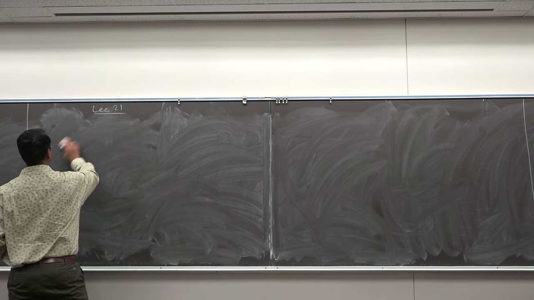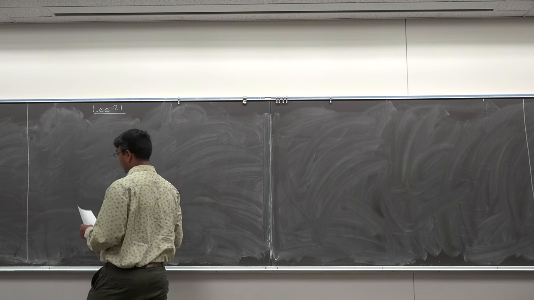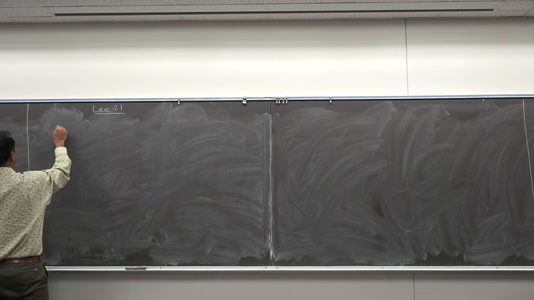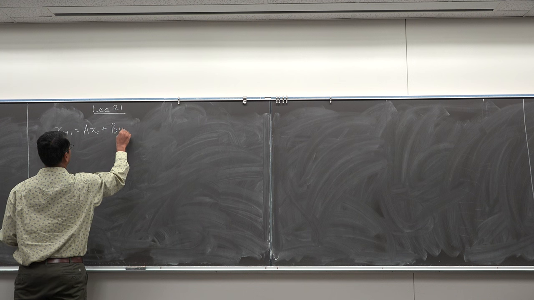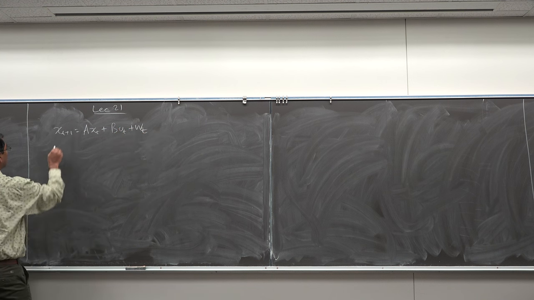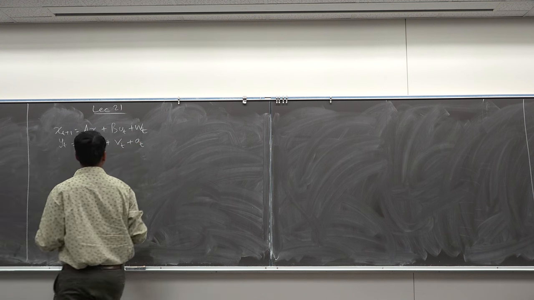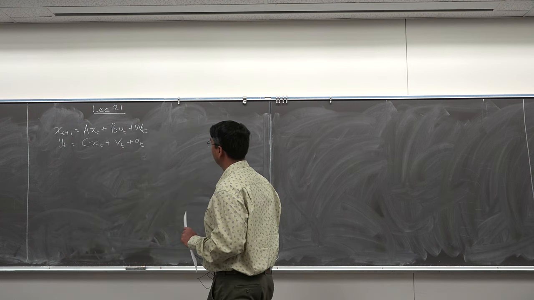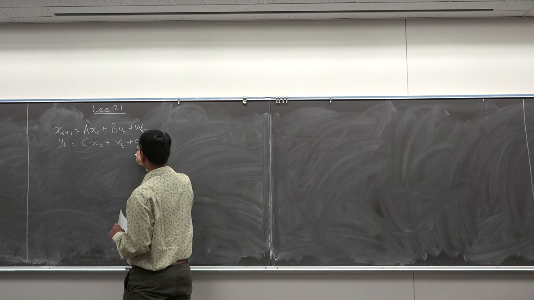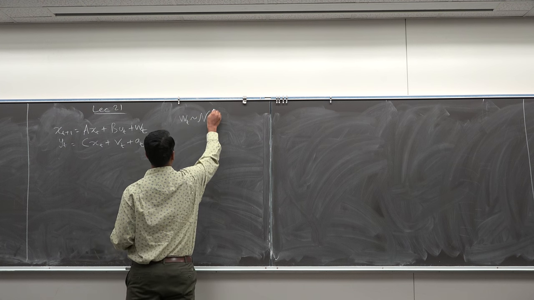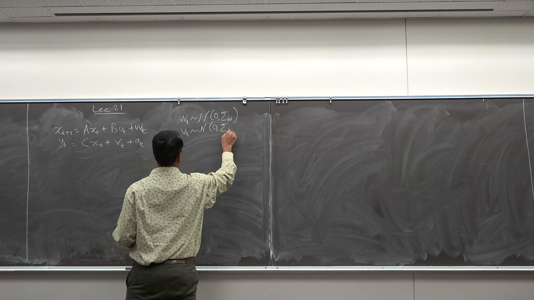I want you to remember some of the expressions. If you can go back to your notes, you don't have to write down what I'm writing on the board because it's already there in your notes. But I'll have to write it again. So x_{t+1} equals A x_t plus B u_t plus w_t. y_t equals C x_t plus v_t plus a_t. So w_t and v_t are noises. This is the actuation noise, this is the observation noise, this is the attack vector. w_t is mean zero with covariance sigma_W, v_t is mean zero with covariance sigma_V.